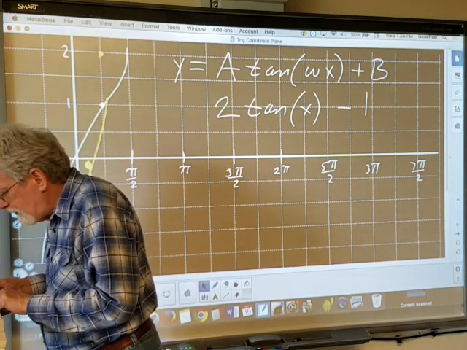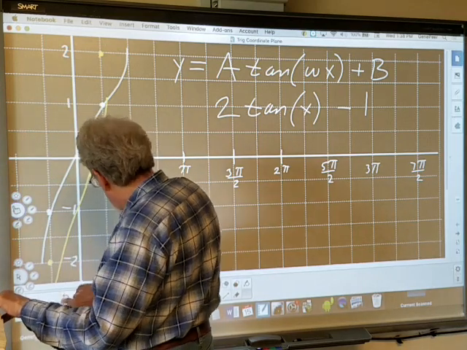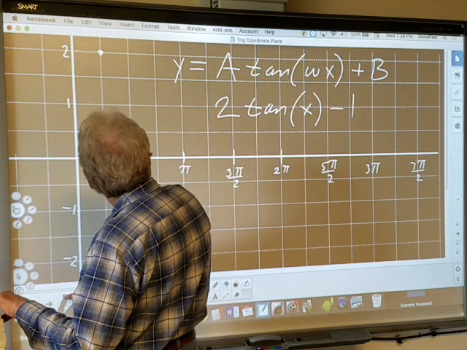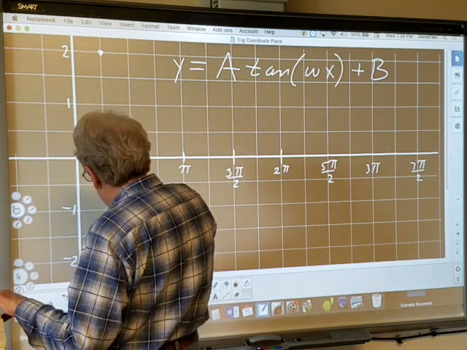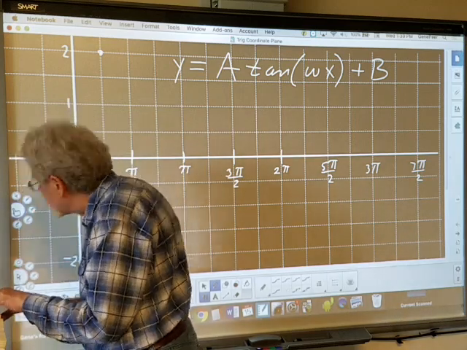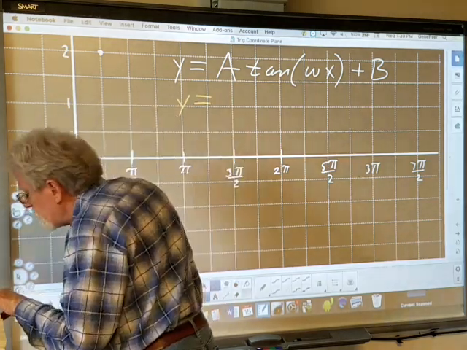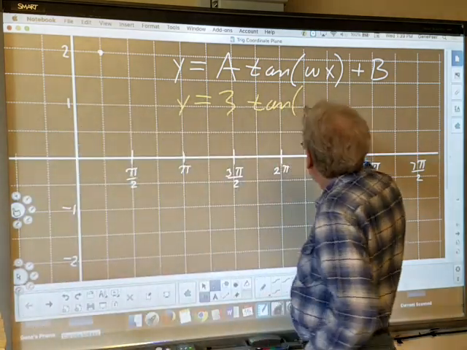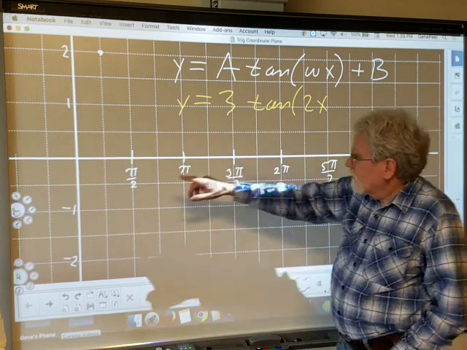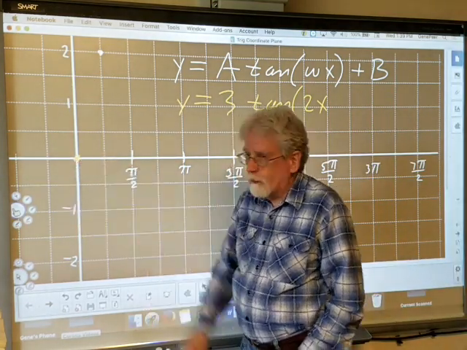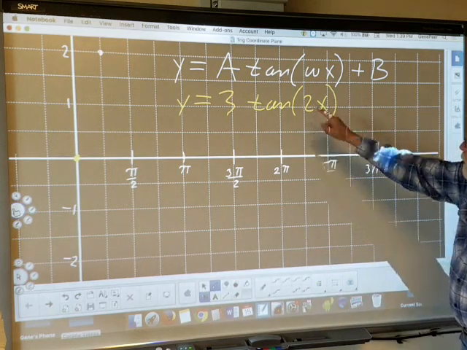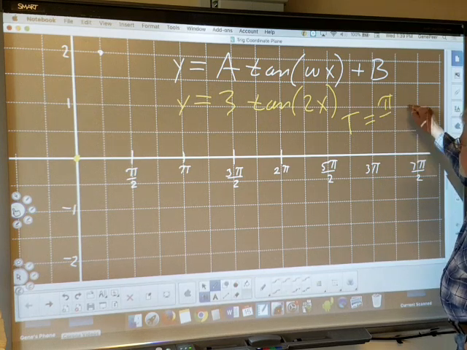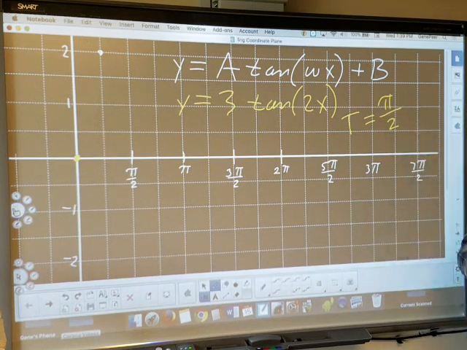Let's take a look at this one. Let's look at y equals 3 times the tangent of 2x. All right, again, it passes through this point. This time, omega is 2. So the period is going to be pi divided by omega. The period this time is only a half pi.